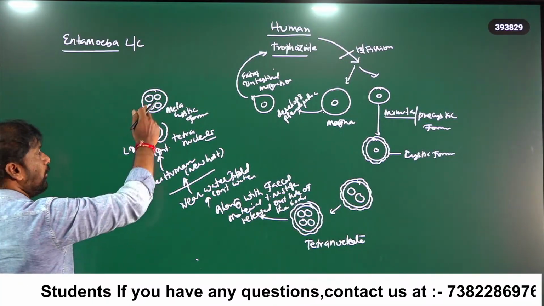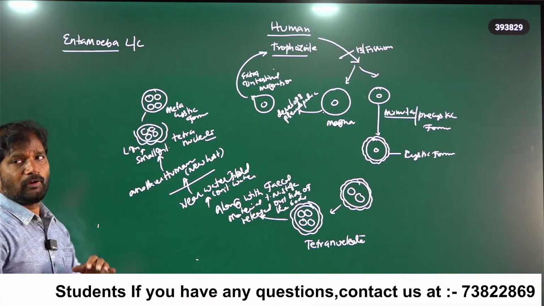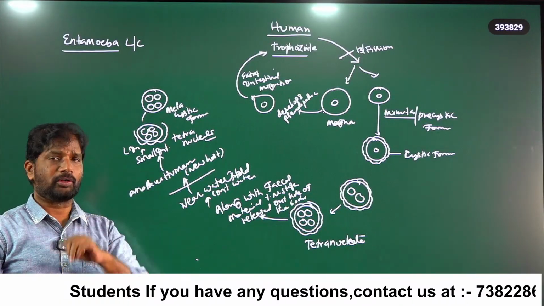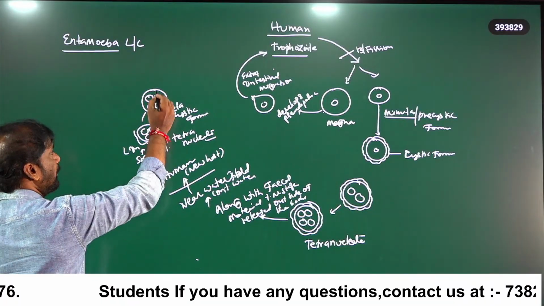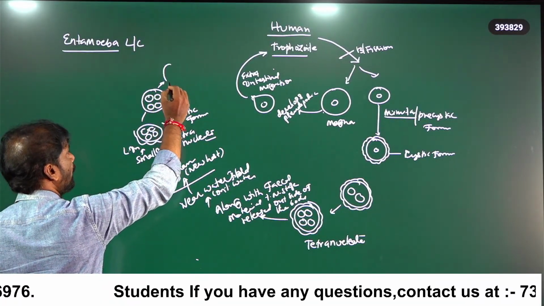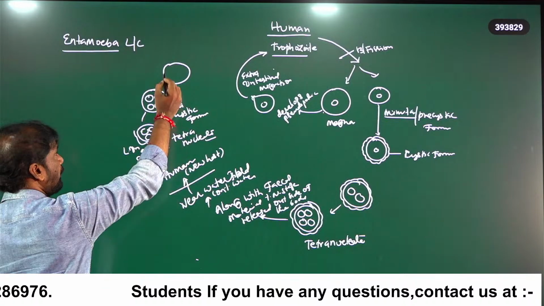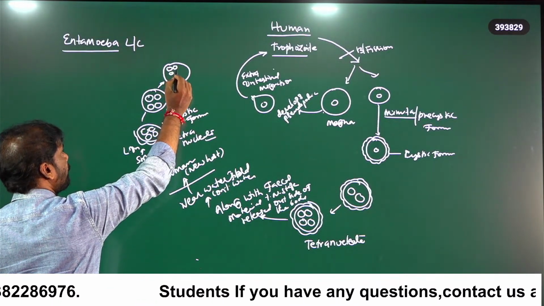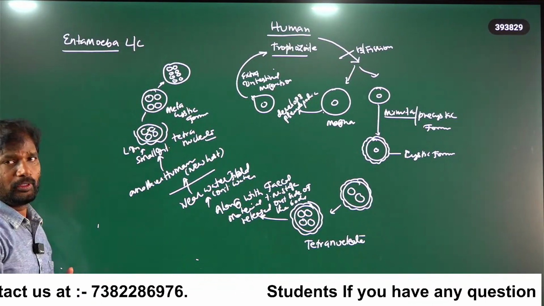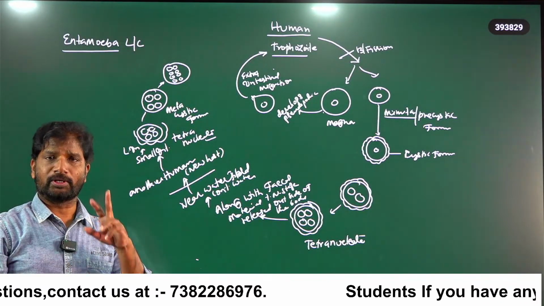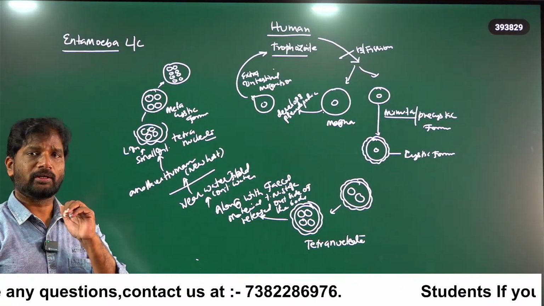Metacystic form. Now in this metacystic form, how many nuclei are present? Four nuclei are present. Each and every nucleus undergoes one mitotic division and leads to the formation of 8 daughter nuclei. So how many daughter nuclei are present? 8 daughter nuclei develop.